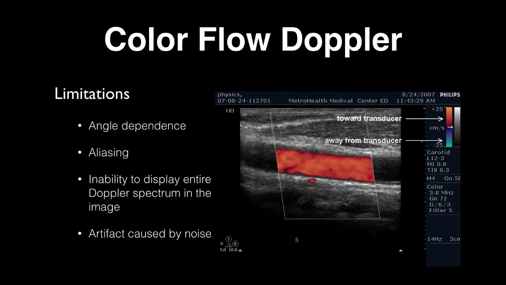Think about the analogy I gave you in the Doppler instrumentation lecture of the strobe light and the person dancing underneath it, and how interpretation of the dance movements is directly related to the frequency of that strobe light. So just keep that in mind. Another limitation of color flow Doppler is the inability to display the entire Doppler spectrum in the image. And lastly, you can get artifact caused by noise.